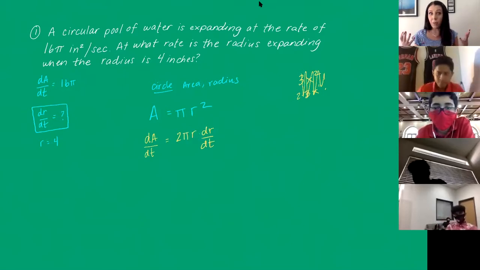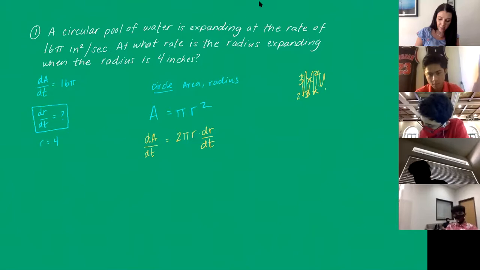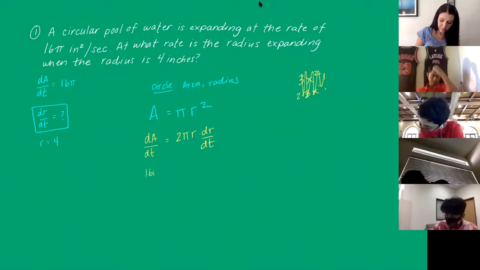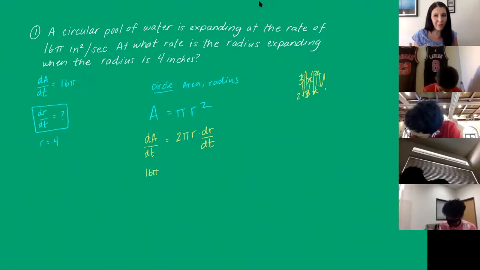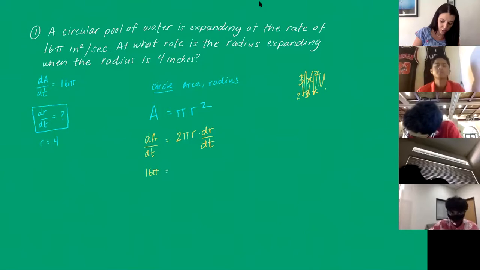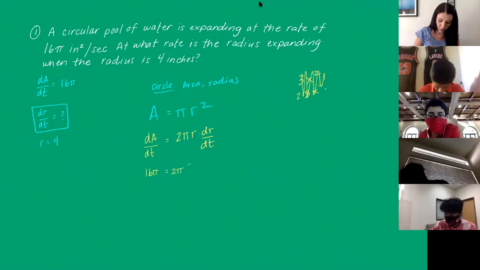Okay, now we have a lot of information. Now that we've taken the derivative, we can start substituting things in. So I have my 16 pi, that's going to go over here for dA dt. You can plug it right in. You don't need to come up with the decimal equivalent. It's not going to be helpful. You can even see in the equation, those pi's are going to cancel out. We still have a 2 pi on the right. Now that we've taken the derivative, we can plug in our r of 4. And the thing we're looking for is dr dt, so we'll just leave that here.